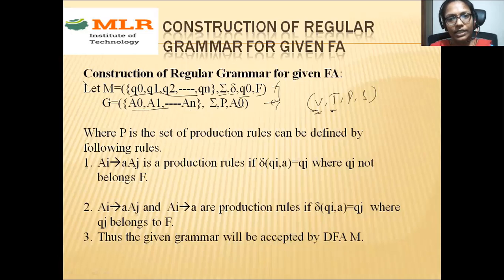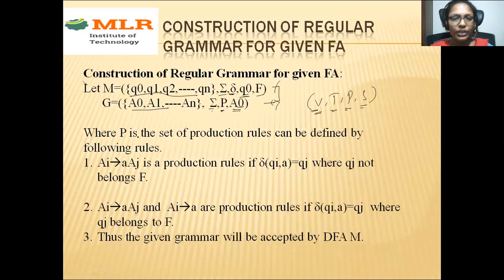And T is nothing but the terminals, which are equivalent to sigma. That means input symbols. So that's why instead of T, I'm writing sigma only. And P is nothing but the production rules, which are equivalent to transitions in the finite automata. Here the transition is delta, but here we are representing the transitions as production rules. So that's why I'm indicating it as P. And next is A0. A0 is the start symbol, which is nothing but the initial state in our finite automata, that is Q0.